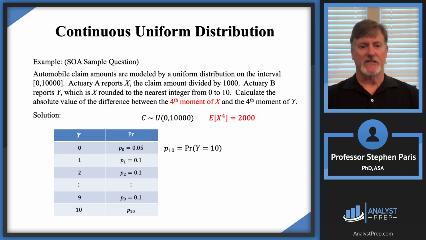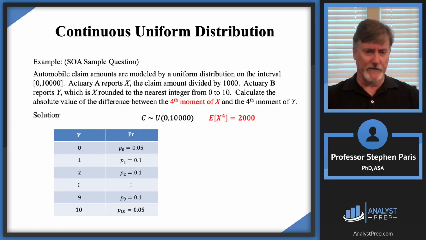The P sub 10 value would be the probability that cap Y is 10. That would say that cap X was between 9.5 and 10, so cap C would have to be between 9,500 and 10,000. And that probability is going to be 0.05, kind of like the probability with the P sub 0 value. So I got all these probabilities. The P sub 1 through the P sub 9 values are the same, but the P sub 0 and the P sub 10 values are the same as each other, but different than the other values.